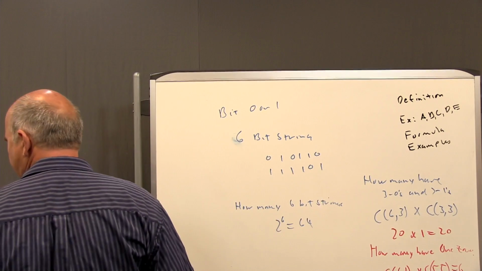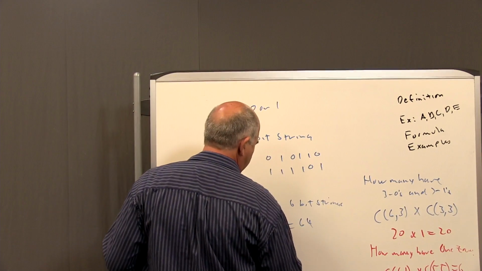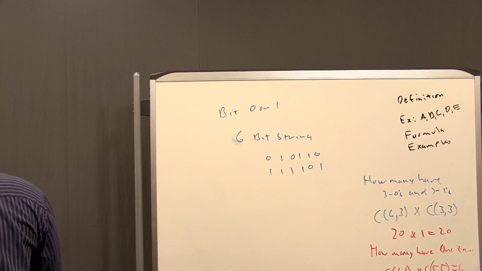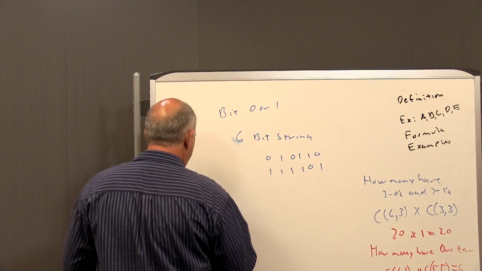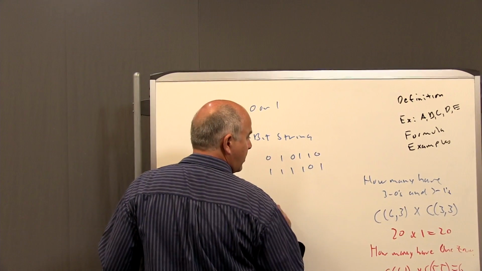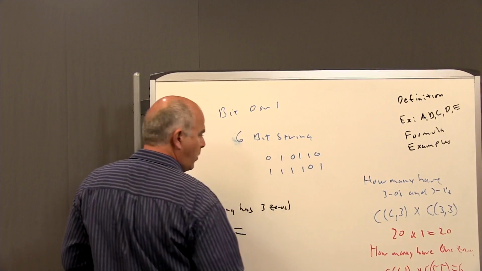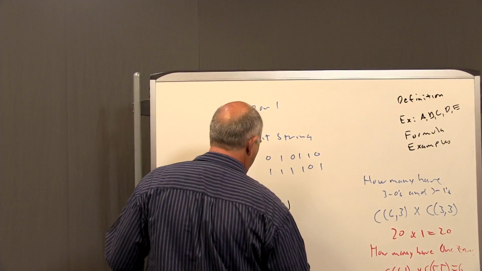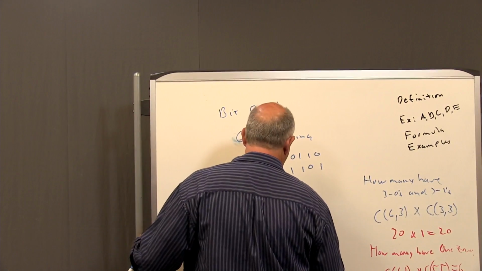I guess I used the setup from example 6, but I did not ask exactly the same questions. So, oh yeah, one more thing I wanted to do there. What's the probability that a string has 3 zeros? Well, the denominator is the total number of ways to arrange our strings, and that's 64. And the numerator is how many of those strings have 3 zeros in them, and that's 20 right there.